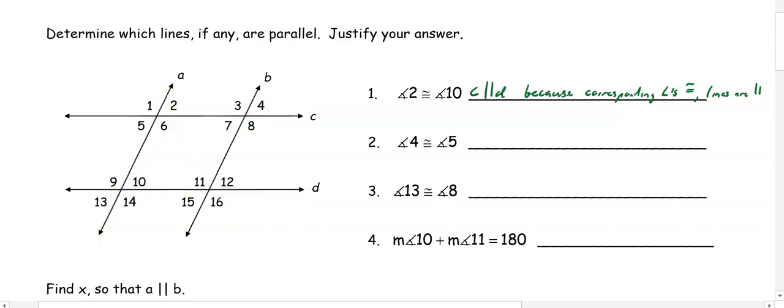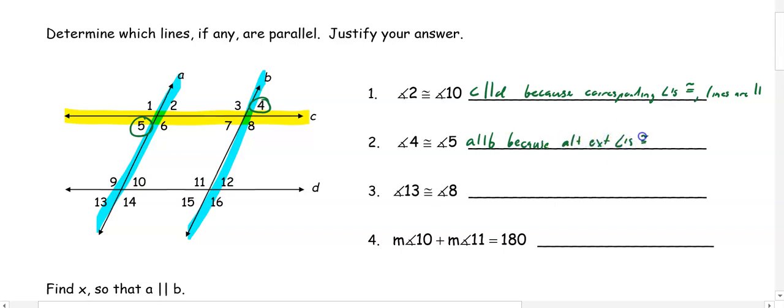In number 2, we have angle 4 is congruent to angle 5. Those are alternate exterior angles. So in this case, C would be our transversal, and A and B are parallel. So we would say that A is parallel to B because alternate exterior angles are congruent. So lines are parallel.